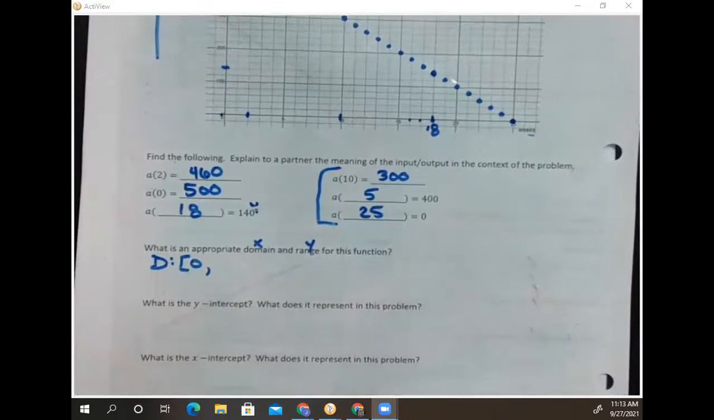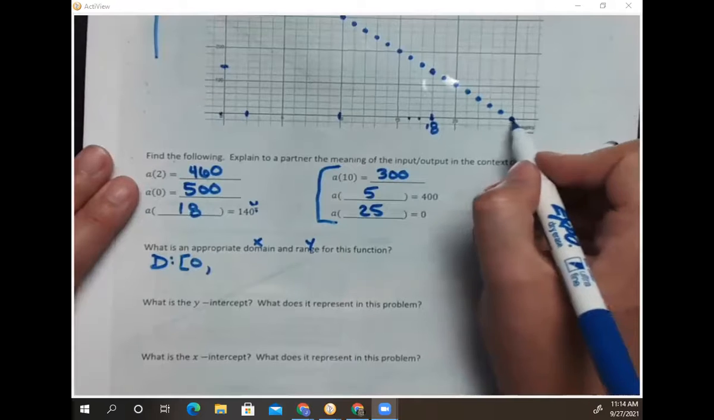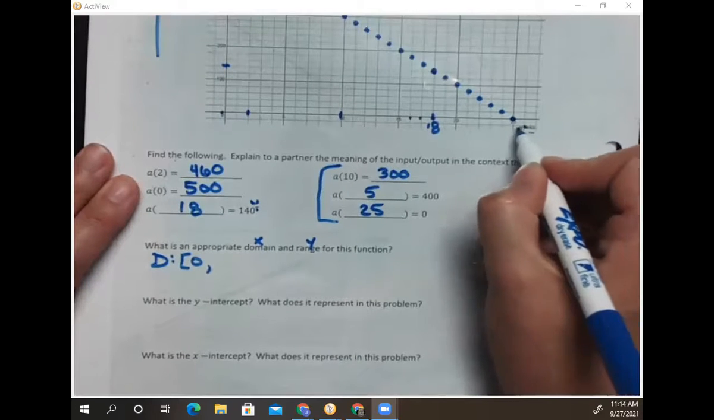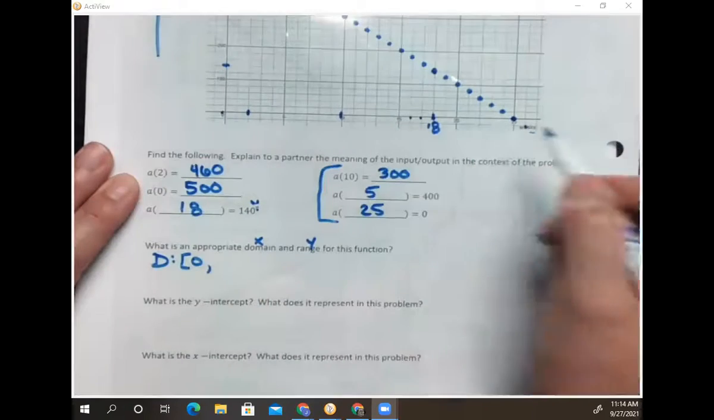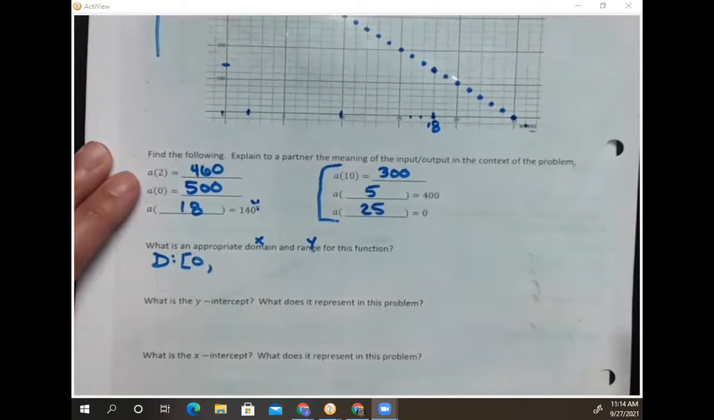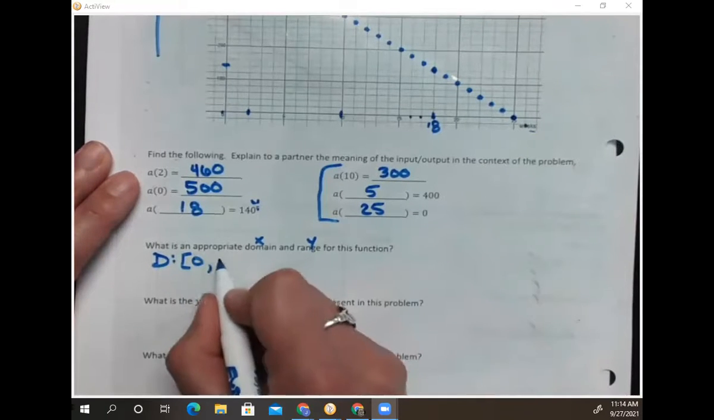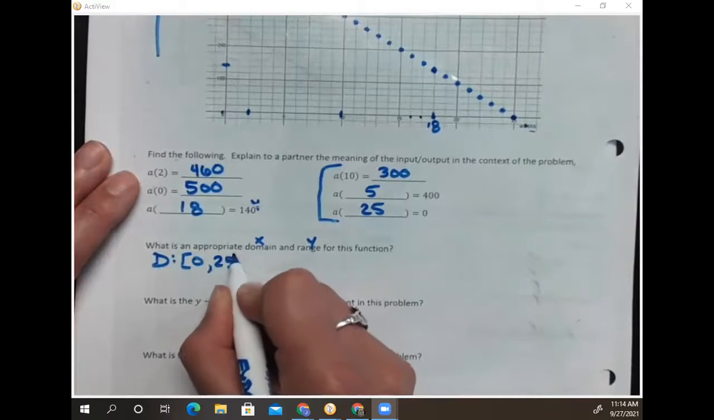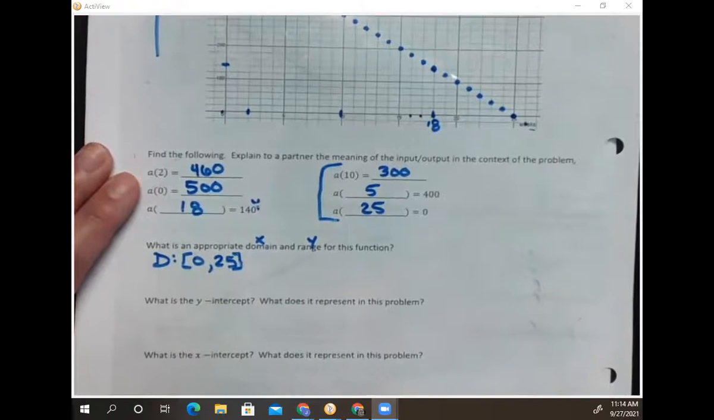And then what's the end of our domain? What's the largest value we could have? 25. Why did you say 25? Yeah, 25 would be the end of our domain because week 26, I don't have any money, right? That would be a negative y value, which is generally not how you want to run a savings account. So we would go to week 25 here because that's the last week that I can withdraw money. That's the last week that this pattern works.